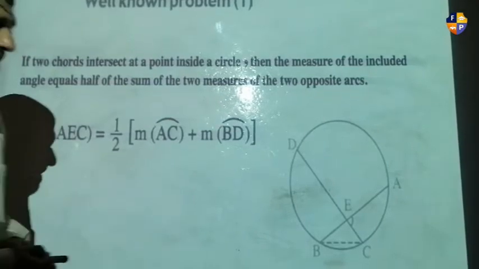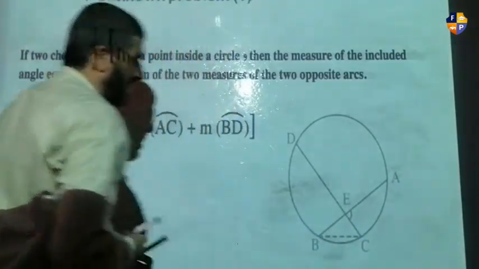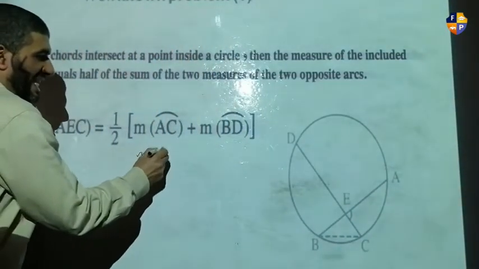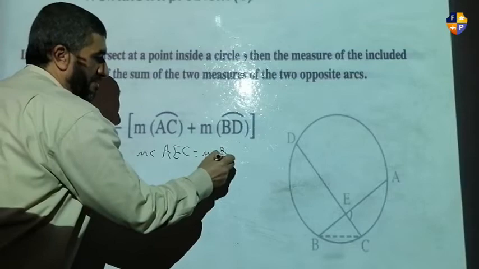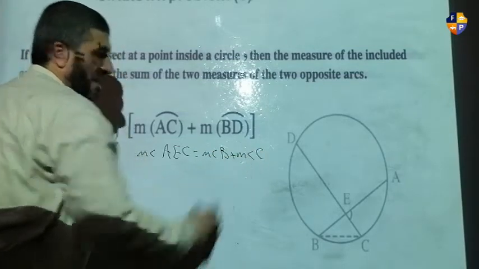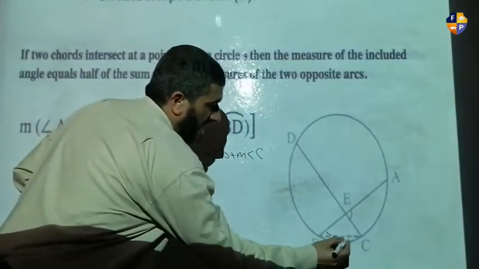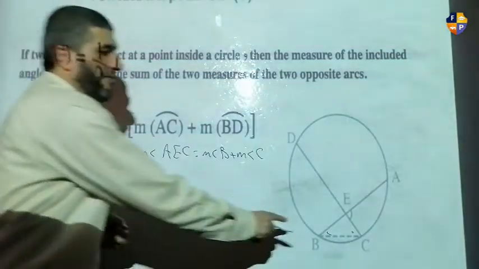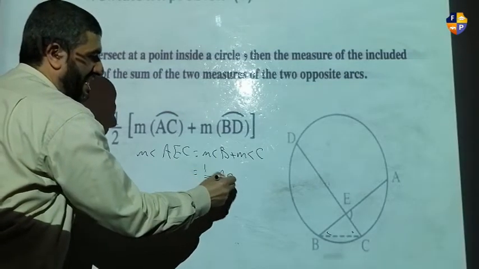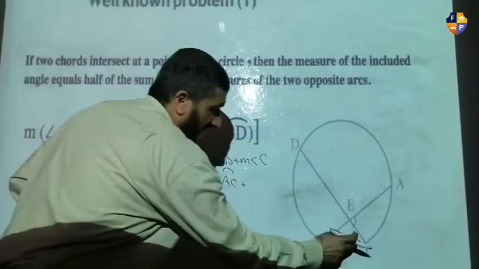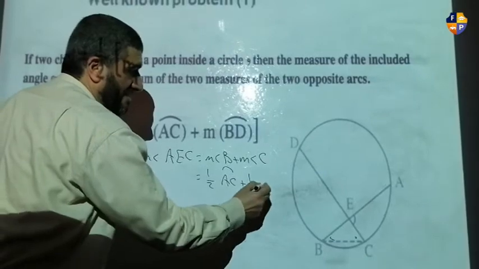How to prove this? We'll know that the measure of angle AEC equals the measure of B plus the measure of C. Why? Because angle AEC is an exterior angle, equal to B plus C. But the measure of B equals half arc AC, and the measure of C equals half the measure of arc BD.